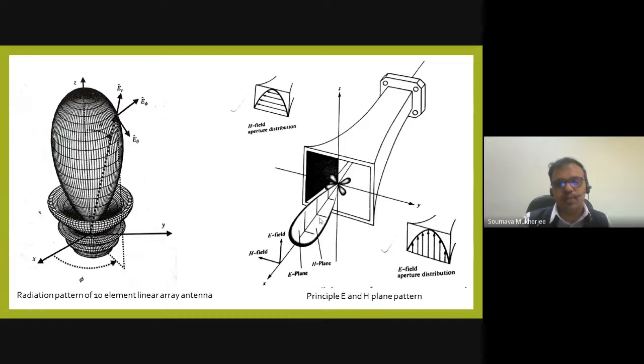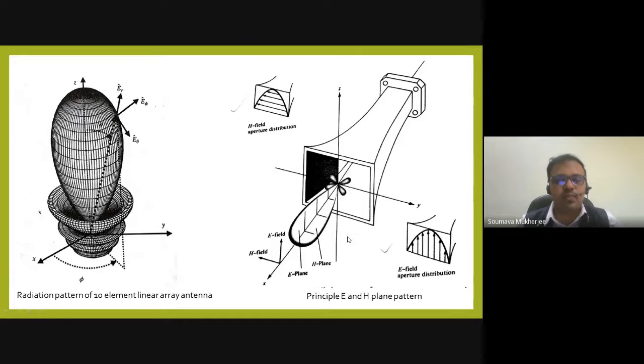So basically the principal E-plane pattern is the pattern which contains the direction of the maximum radiation as well as the direction of the electric field. And the principal H-plane pattern contains the direction of the maximum radiation and the direction of the magnetic field. For example, if you take this horn antenna, which has a similar type of field distribution as a waveguide, in this case the dominant TE10 mode will have the H field along the y-axis and E field along the z-axis. So if this is the radiation pattern, the principal E plane will be the ZX plane, whereas the principal H plane will be the XY plane.